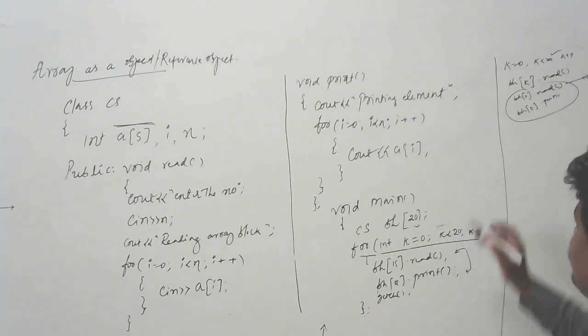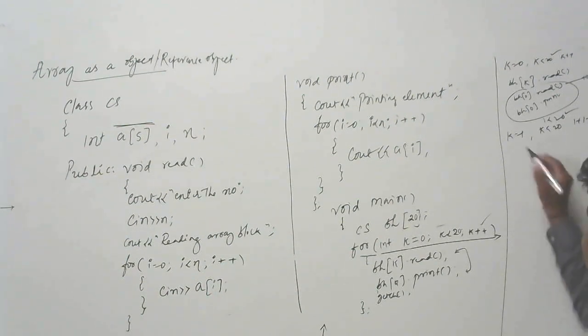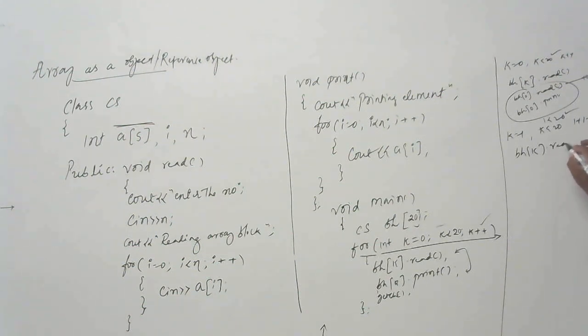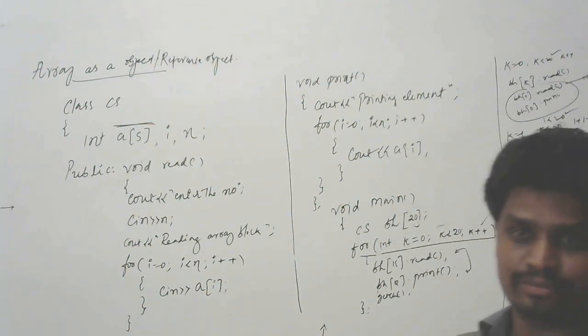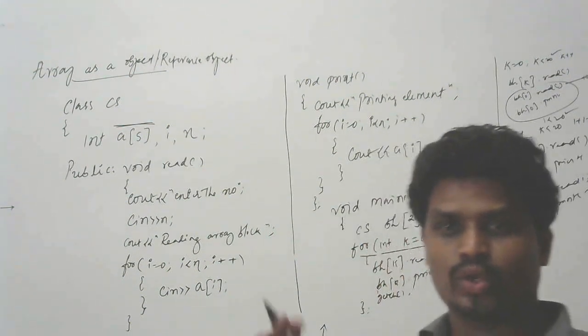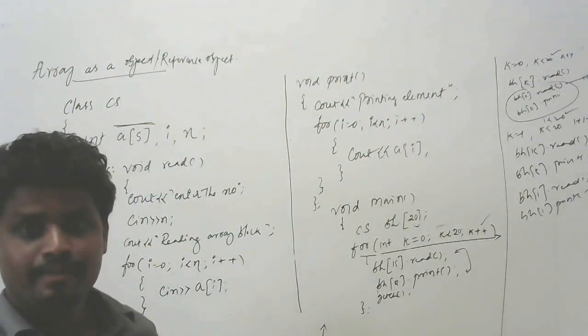In the last class itself I have told you, because here you are increasing the value, now the k value becomes 1. Is k lesser than 20? 1 is lesser than 20. The condition is true. So 1 plus 1, how much? 2. Right? So bh of k dot read, bh of k dot print. It means bh of 1 dot read, bh of 1 dot print. How many times is it going to read? Total 20 times, so it means 0 to 19. Total 20 memory blocks are linked with read and print.